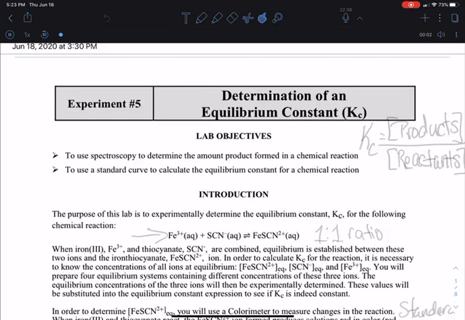Hey guys, today's lab we're going to determine the equilibrium constant. I'm going to work through these examples and that way you can use them to study for a test or take the quiz.